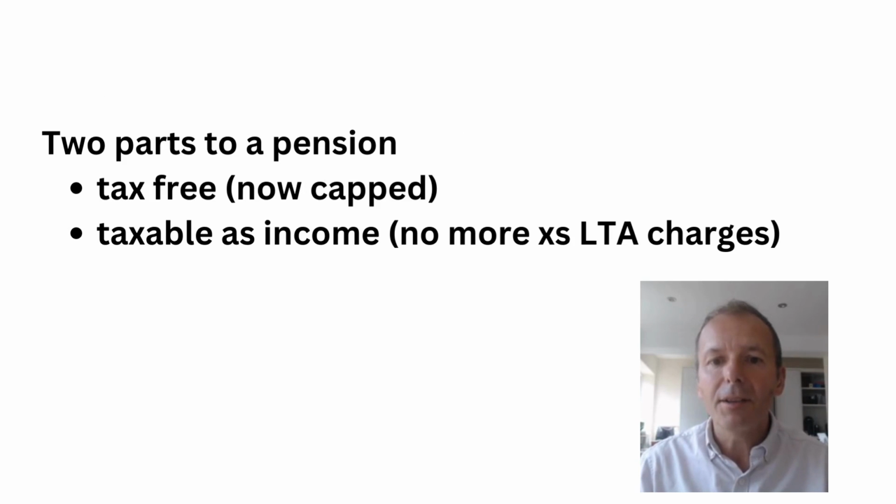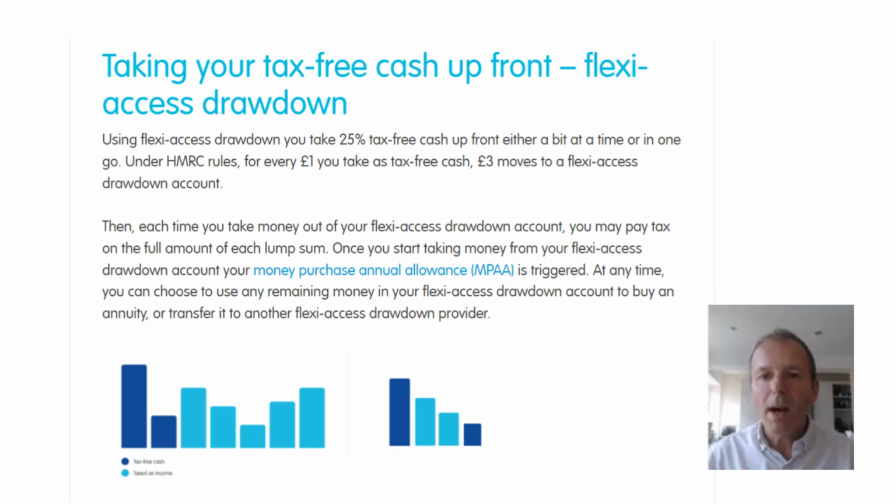So there's two parts to a personal pension. There's a tax-free part that's now capped, and then a part that's taxable as income, where there's no more excess lifetime allowance charges. So in a way, how you might utilize it has partly changed after the April 2023 budget. There's two ways to access your personal pension. The first is known as flexible access drawdown, which essentially involves taking the tax-free cash generally up front, but you could mix and match it like this second chart here. I'll leave it to you to read the text here if you want to understand a bit more about it.